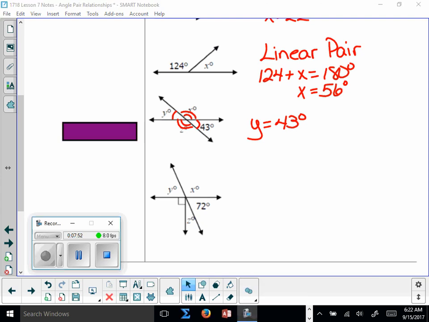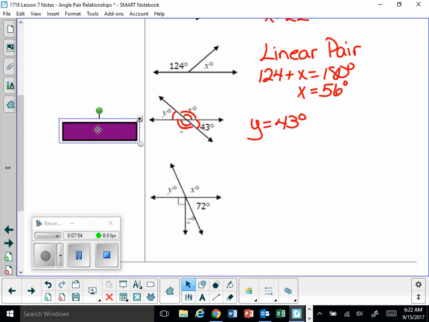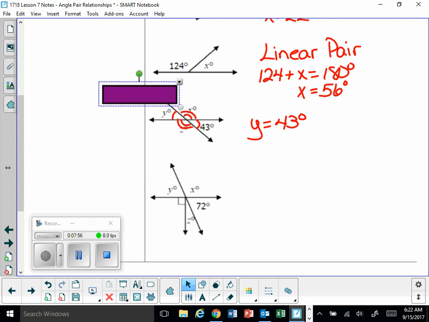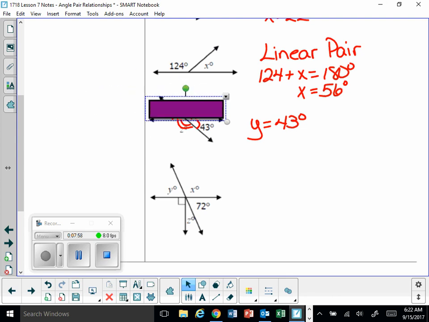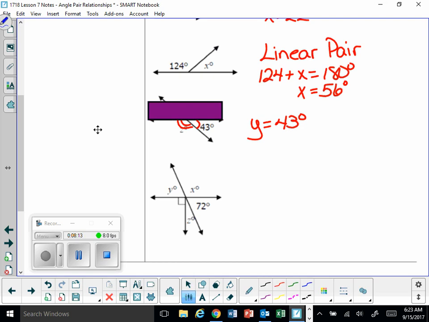And I like to cover the part of the diagram I'm not looking at. Okay? So I covered up the top part of this diagram so I could clearly see that Z and 43 degrees are supplementary. They form a linear pair. So I can do Z plus 43 equals 180. Z is going to equal 137 degrees.